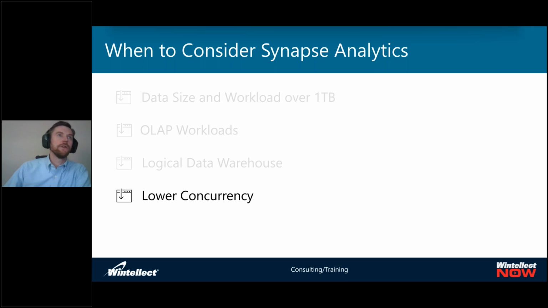There's a couple things you should know about Synapse, specifically the dedicated pool. You're going to be getting lower concurrency than you get with a traditional Azure SQL database. So that's another reason not to use it as an OLTP data store. With Synapse, you only get a maximum of 128 concurrent queries, whereas SQL allows 6,400 concurrent workers and up to 30,000 concurrent sessions.